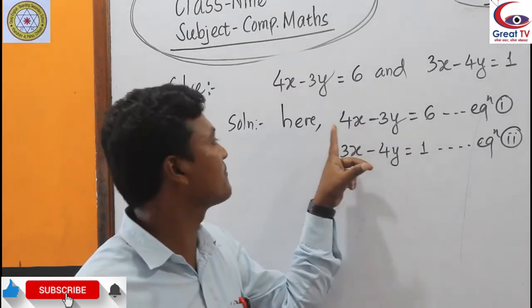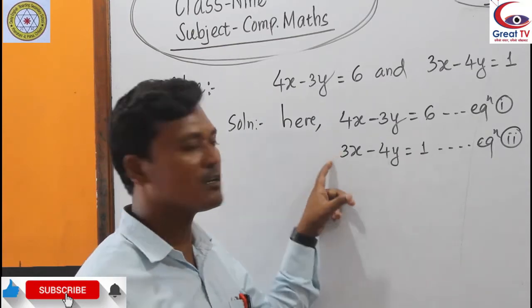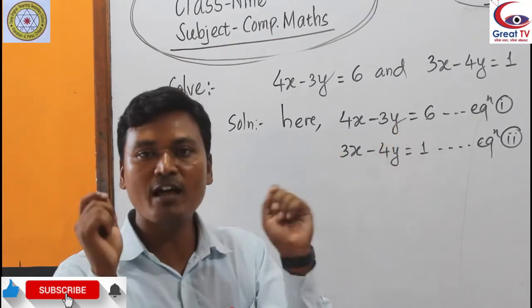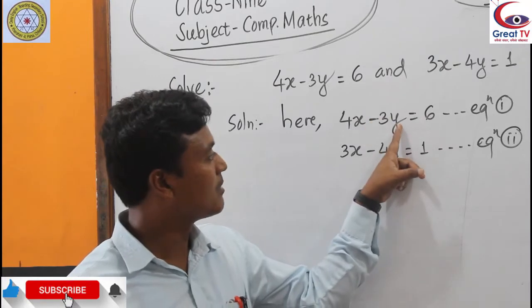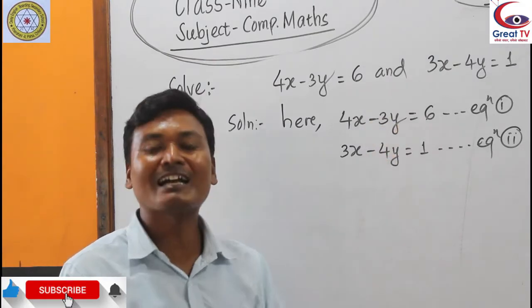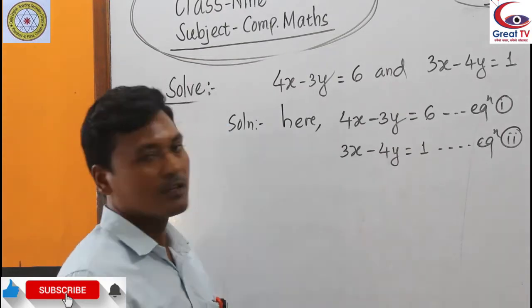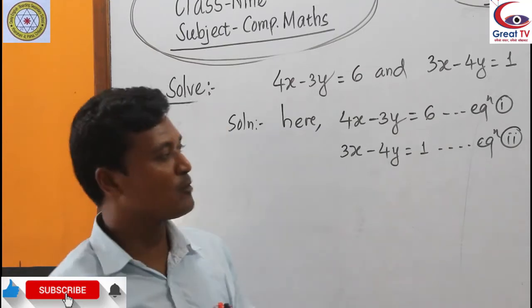What is here? x, 4 in the first equation. In the second equation we have 3. Are the coefficients of x the same? No. Okay, if we want to solve it by eliminating the y variable, y here 3, here 4. But we can't eliminate either x or y directly. Now, before this also we have already solved one problem.